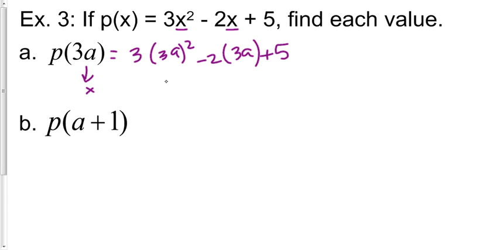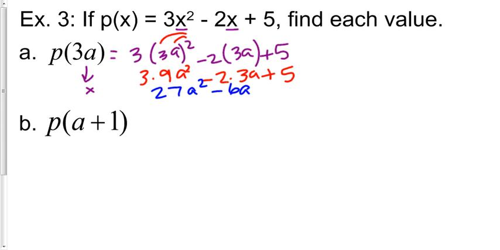Okay, from there, following the order of operations, I'm going to evaluate the power first. So we've got 3a squared, that means 9a squared, minus 2 times 3a plus 5. Next, I'm going to multiply. 3 times 9 is 27, so I have 27a squared. 2 times 3 is 6, so I have minus 6a, and then plus 5. Now, none of these are like terms, so that's kind of where I stop. That's my answer, 27a squared minus 6a plus 5.